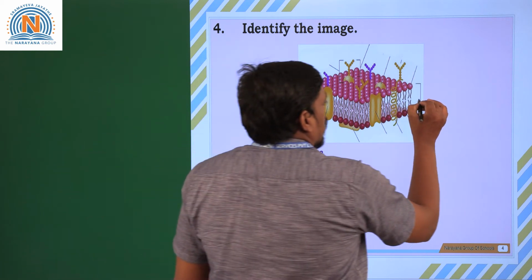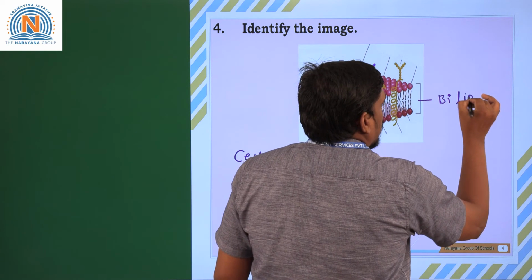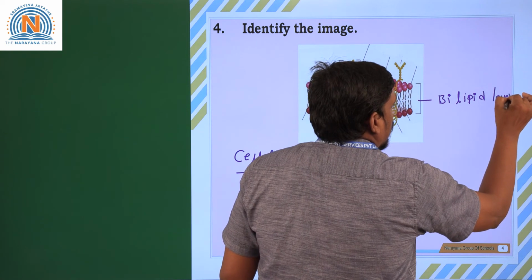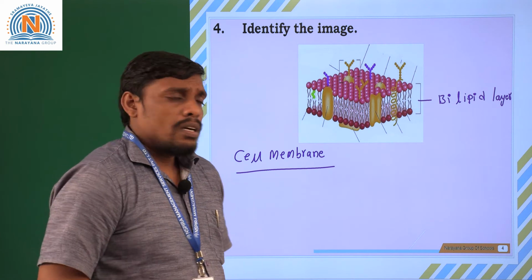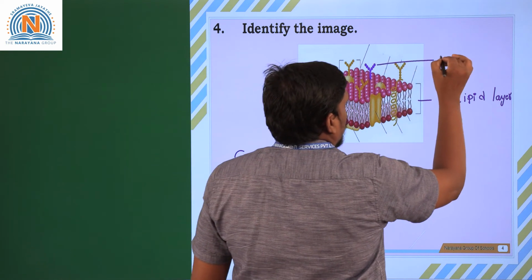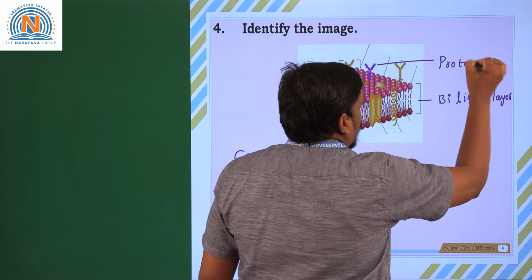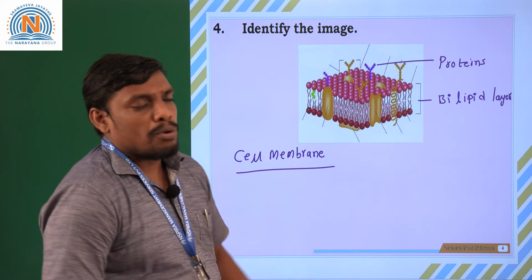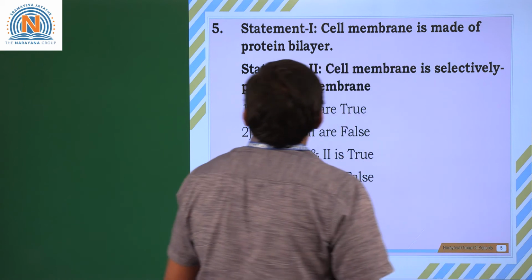You know that there is a bilipid layer, you can see. And there are some specific proteins seen. Also there are some carbohydrates seen in the cell membrane, isn't it? Basically, these are the important parts which are seen in the cell membrane. So, going for the next question.